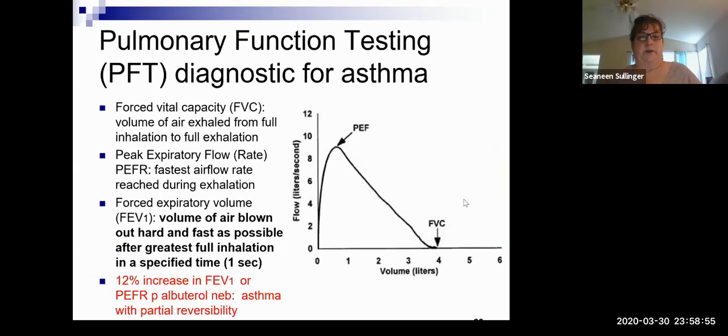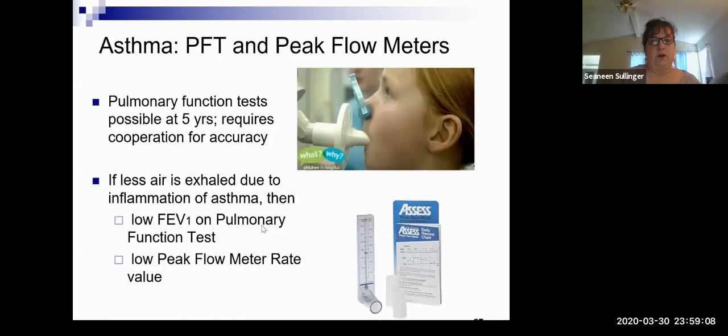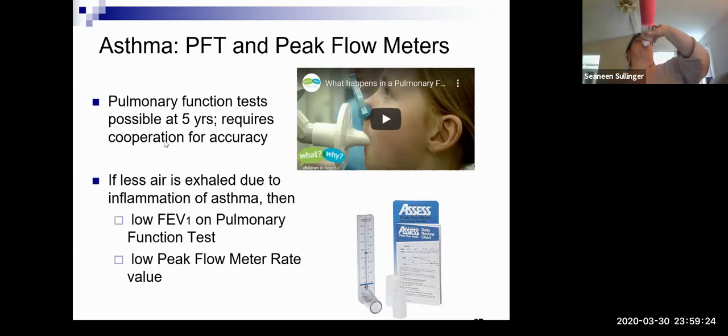So here is a diagram of pulmonary function testing, diagnostic for asthma, forced vital capacity. You guys can read up on that. And then this would be the diagnostic criteria. And so I have a couple pictures here. This is actually a video. So you can start doing the testing at about 5 years old. You might be able to get a 4-year-old, depending if they can cooperate, because they have to put their mouth around the tube and breathe a certain way.